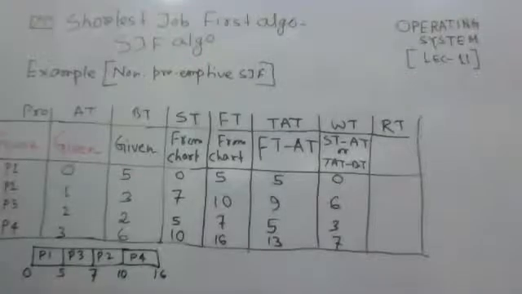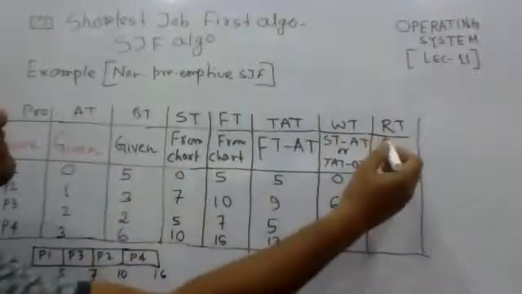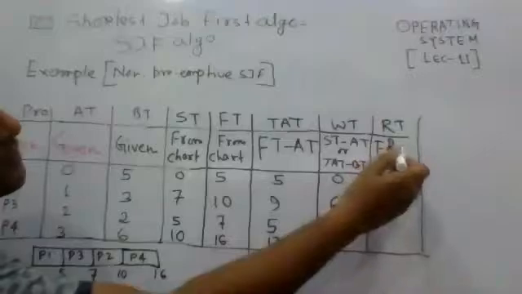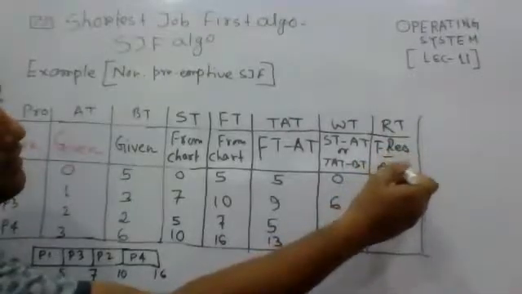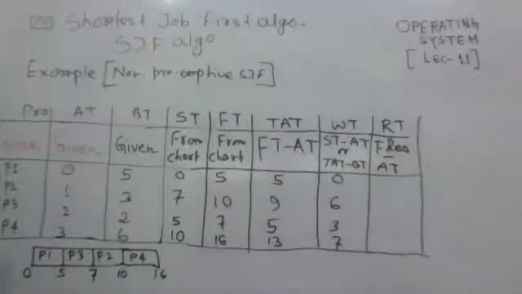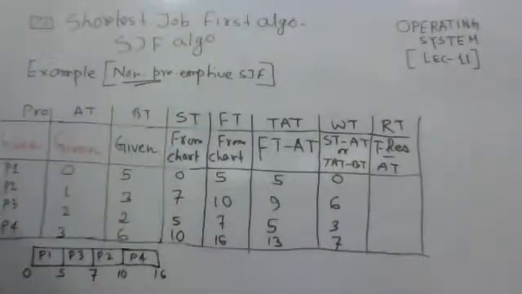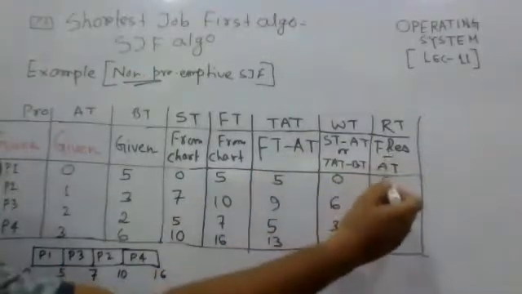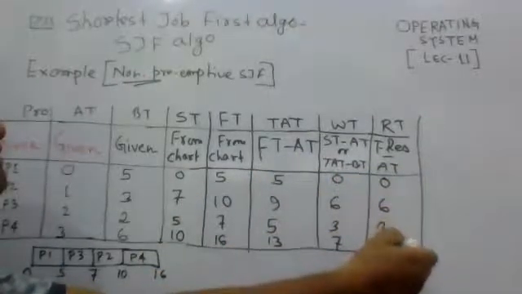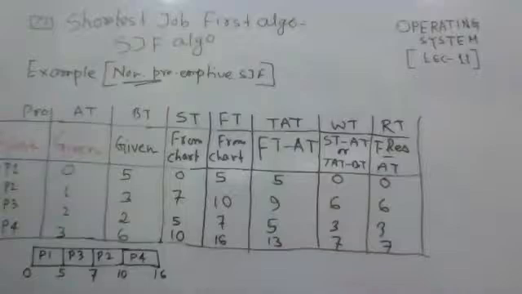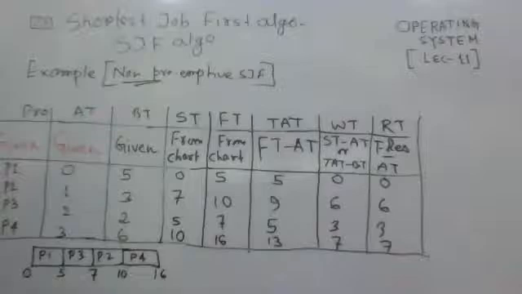Now for response time, response time is first response minus arrival time. As you know, in case of a non-preemptive algorithm, the waiting time and response time are always equal. So here the response time should be 0, 6, 3, 7. In case of a non-preemptive algorithm, waiting time and response time are always equal.